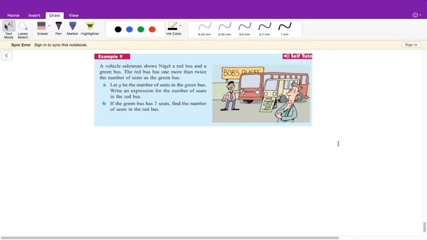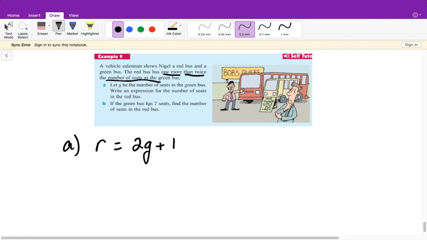All right, so the first thing we need to do is translate this, that the red bus has one more than twice the number of green seats. All right, so one more than twice the number of green seats. So that means that for A, the number of seats in our red bus is equal to twice the number of seats as our green bus plus 1. So it's twice G, 2G, plus 1. Right, so that is how many seats we have available in our red bus.